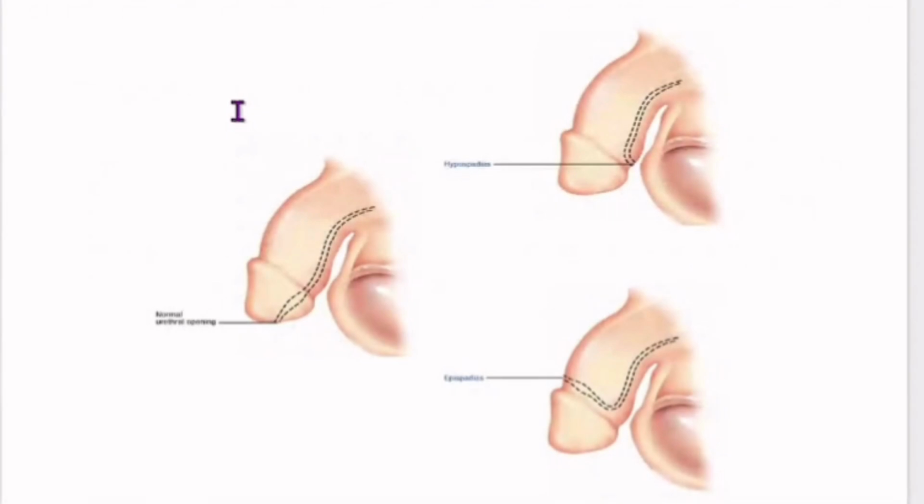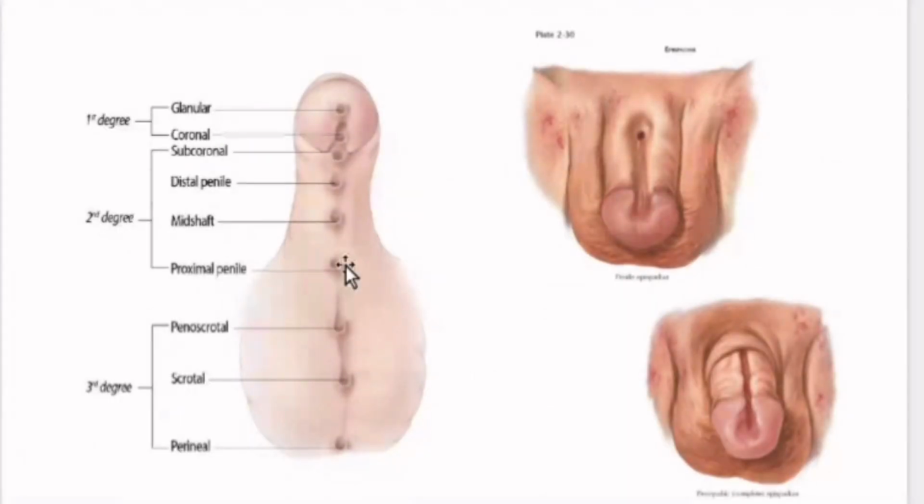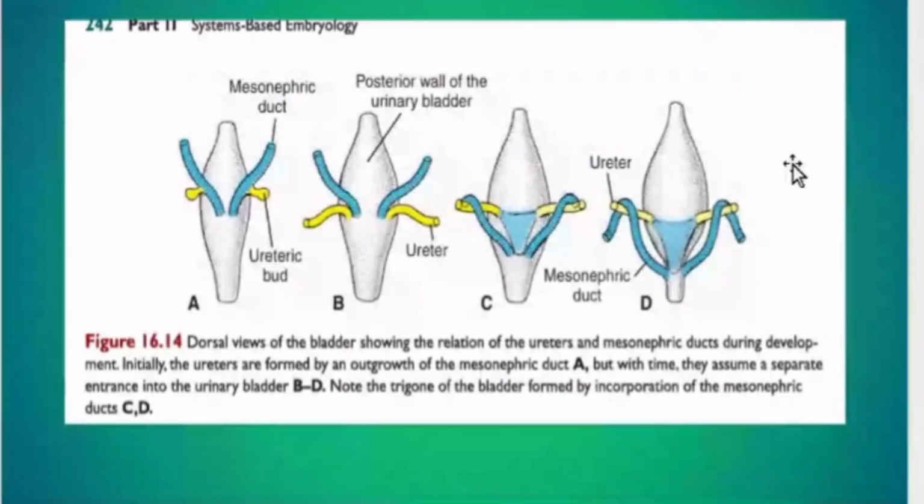So with that, I think we are done with the development of the urogenital system. Before we move to our MCQ session, is there anyone with any questions so far with regards to whatever we've just been speaking about? Anyone?